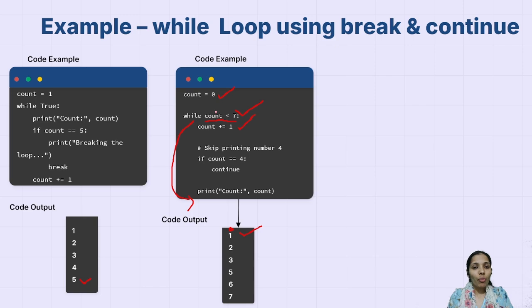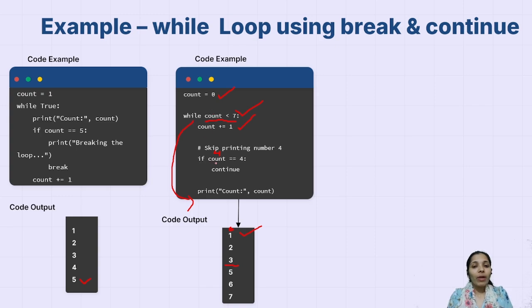Is 4 less than 7? Yes. Now it will enter the loop. If count equals 4, the present value of count is 4. Is 4 equal to 4? Yes. So it will continue. It will skip the value of 4 and then increment the count to 5, 6, and 7 until the condition is no longer satisfied.